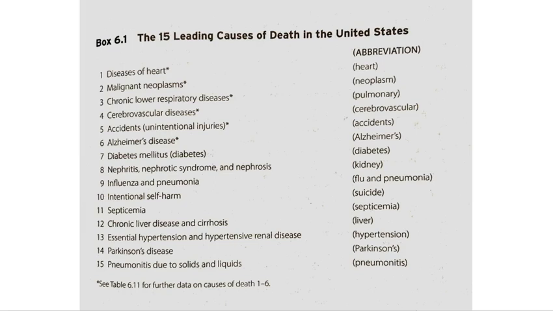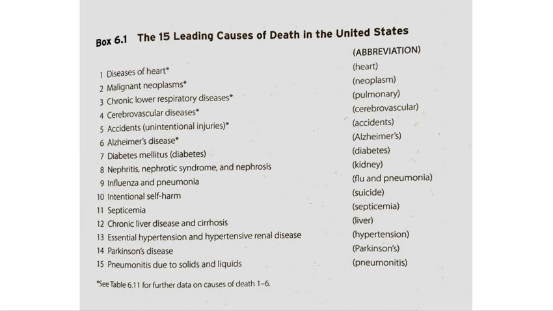Some of these are perhaps less intuitive or familiar to people. Malignant neoplasms has to do with cancerous tumors, primarily in pulmonary disease, chronic lower respiratory diseases. Those include such things as asthma and emphysema. We have cerebrovascular diseases, which is a category that includes aneurysms and strokes. We have unintentional accidents. Of course, as we go down these, we can maybe make a mental note of prevention.